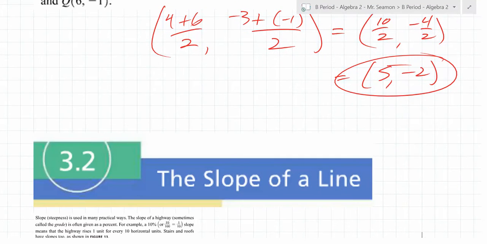What about slope? How many people have seen the word slope before? Slope is a measurement of what?